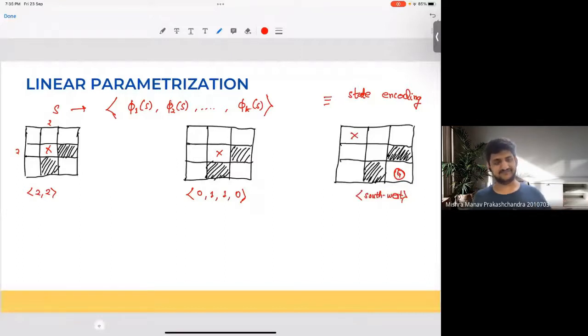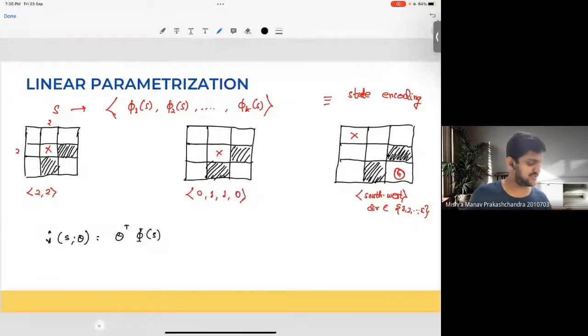This is similar to what typically happens in your linear regression. So my linear parameterization is similar to what happens in that thing.